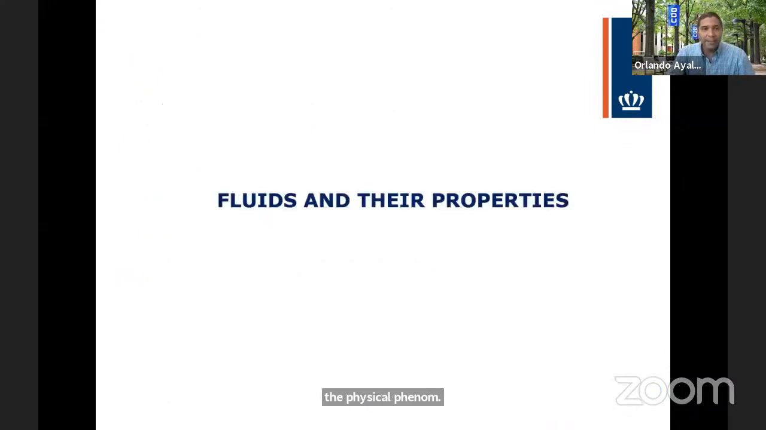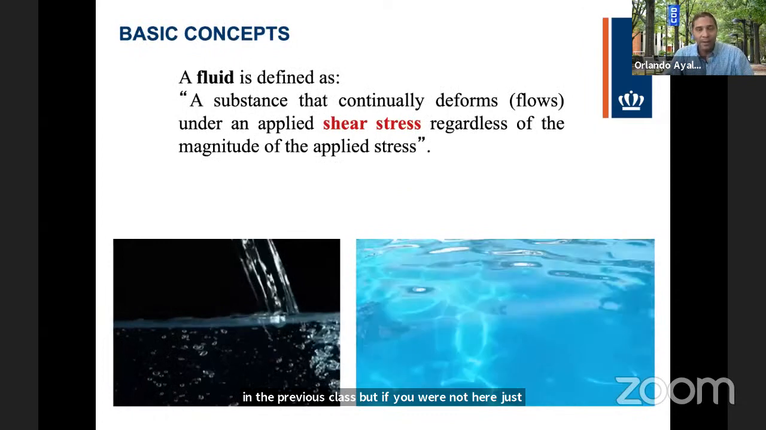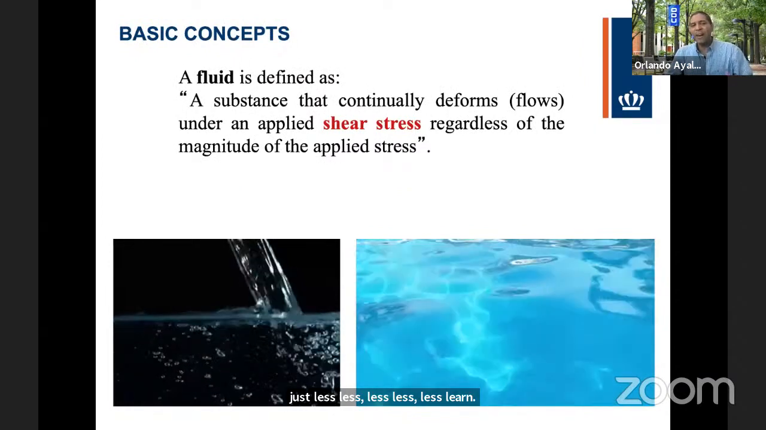So with that, let's get into the first topic, and the first topic is fluids and their properties. This is something, again, that I already talked to you about in the previous class, but if you were not here, let's learn. Let me start by defining what a fluid is.